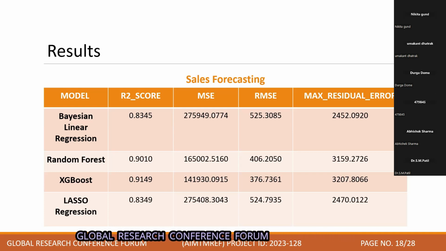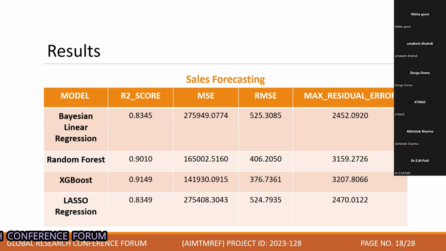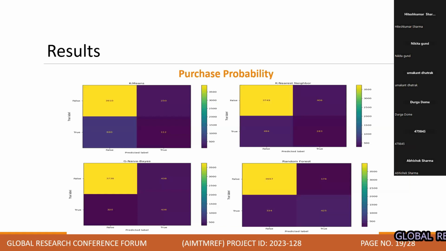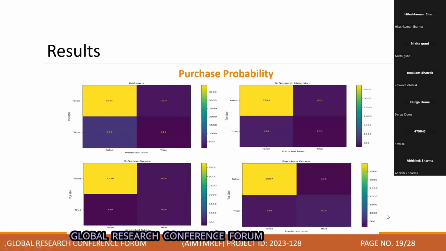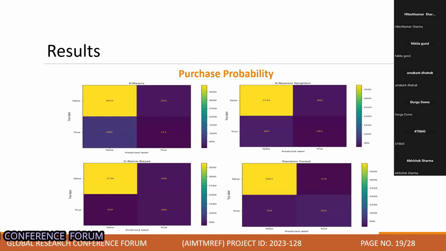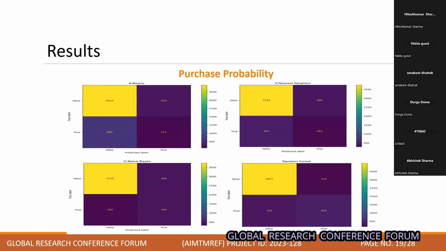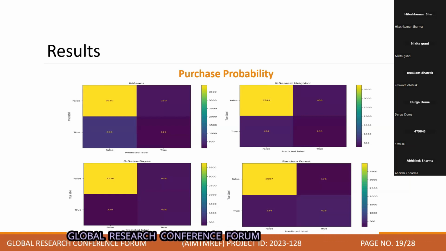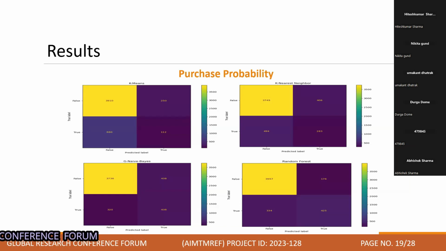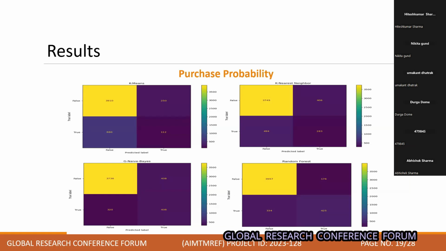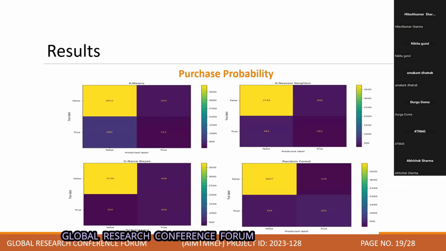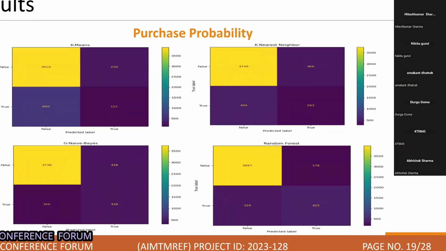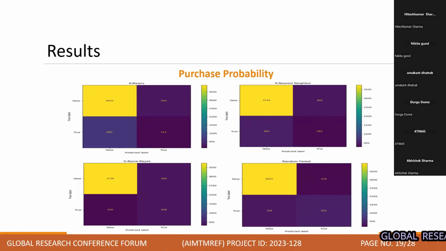Now, heading on towards the results for purchase probability. Here we have graphically represented the results in the form of a confusion matrix, using which one can calculate the recall value, precision, F-measure, and accuracy. In our case, we found that random forest is performing the best when compared to the other algorithms. Also, we can see that the FP rate, which is the false positive rate, is the lowest for random forest when compared to the other algorithms, and hence the type 1 error is the lowest.